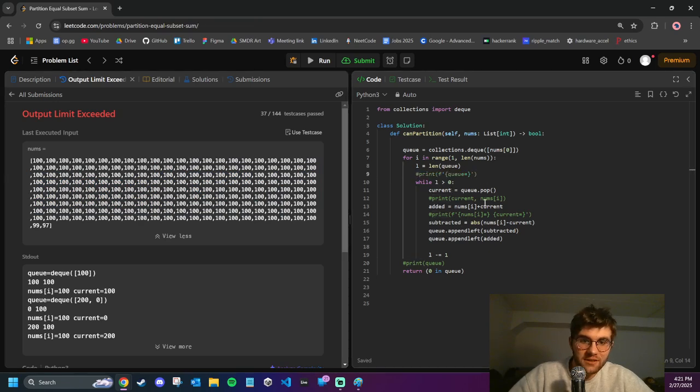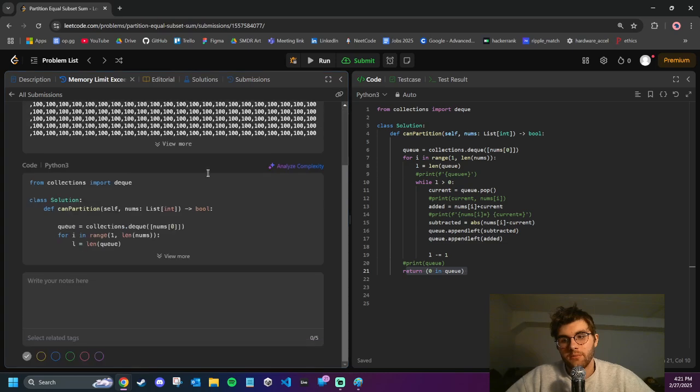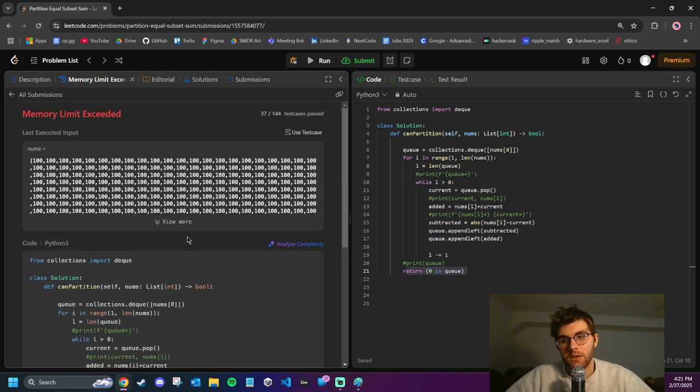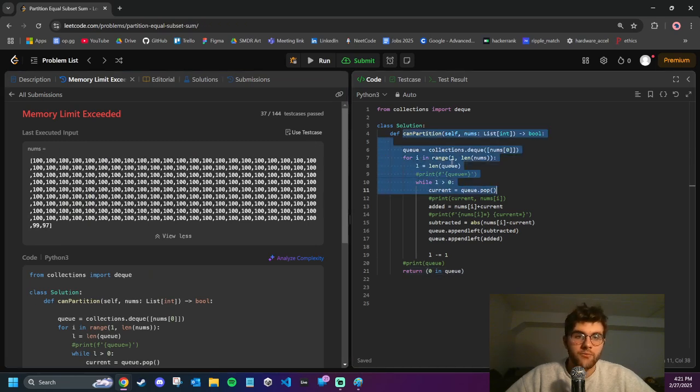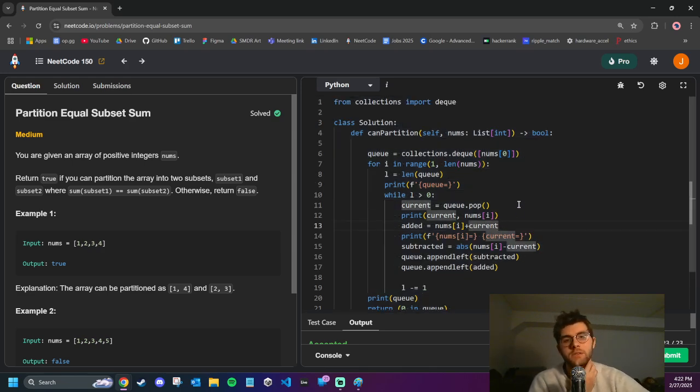Print. Also, this part is n as well, but I guess it doesn't really matter. Am I printing anywhere else? Memory limit. Okay. Yeah, so I'll definitely make sure to look at the solution for this one. It stumped me a lot, but I think I had good thought processes for most of it.